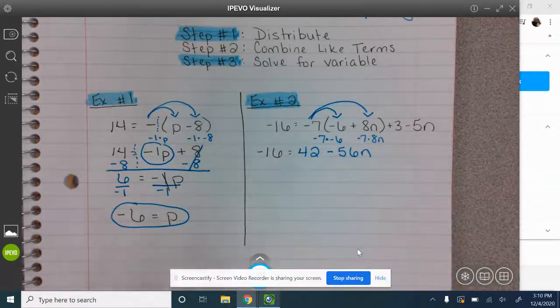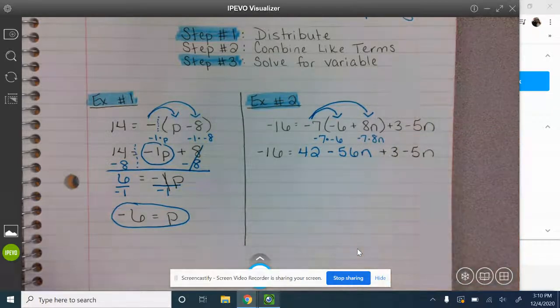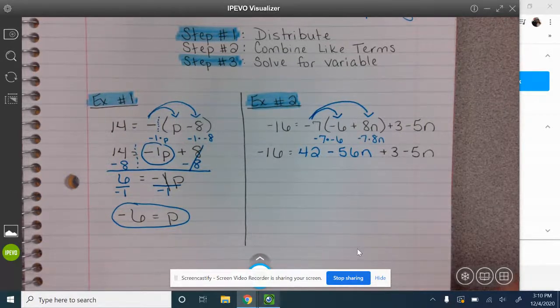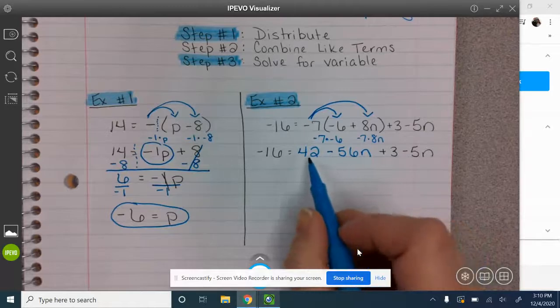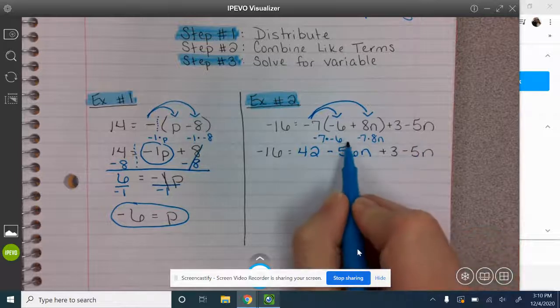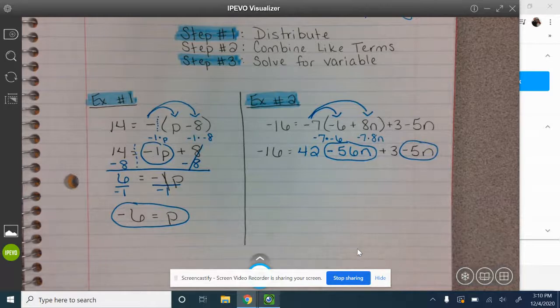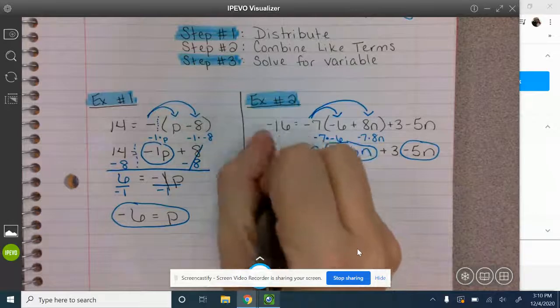And then I'm just going to rewrite plus 3 minus 5n, because we can't forget that those two things are up there and not bring them down. Now, when we get to a step like this, I can see that I have regular numbers and I have terms with variables. I'm going to circle just my terms with variables because I want us to take this one step at a time. So negative 56 minus 5 is what we need to look at first.